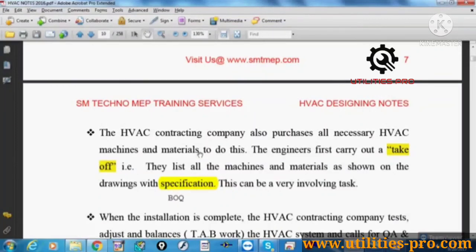Comma is missing. Add comma here. Here, comma. To do this, here one more comma. The engineer, not full stop, comma.